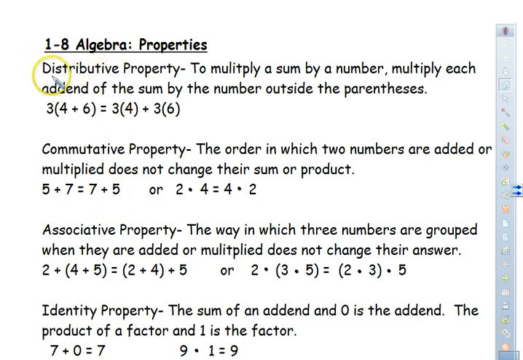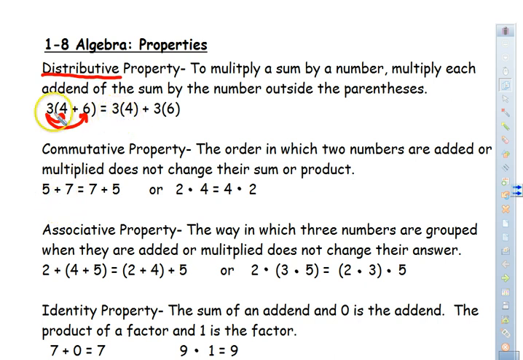Distributive property. The word distribute pretty much summarizes what you're doing with this. When it says to distribute, it says to multiply a sum by a number, multiply each addend of the sum by the number outside the parentheses. So what you're doing is actually taking the number outside, and you're going to multiply it with each of the other numbers that are inside the parentheses.